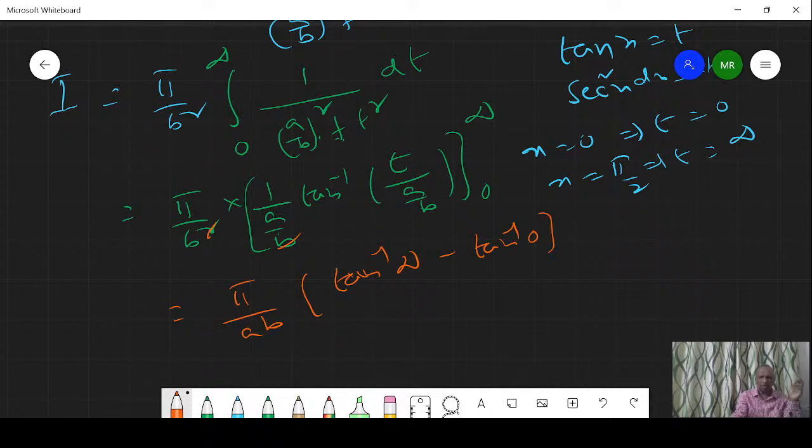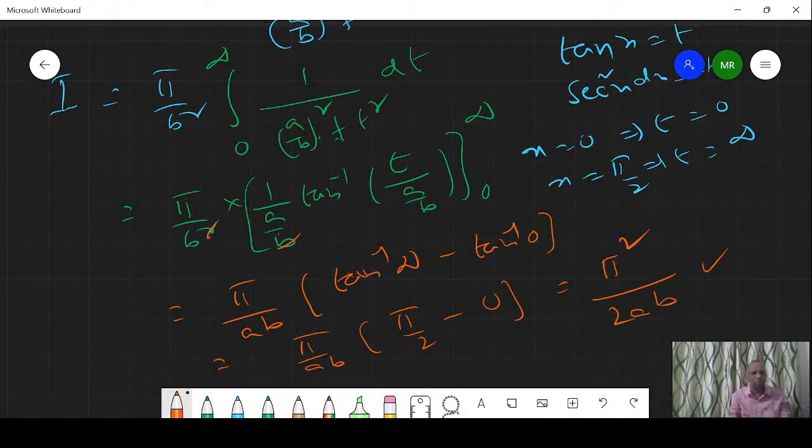So it comes pi by ab times, tan inverse infinity will be pi by 2, minus tan inverse 0, which is 0. The answer will be pi square by 2ab. That is the required answer. This is pi square by 2ab.